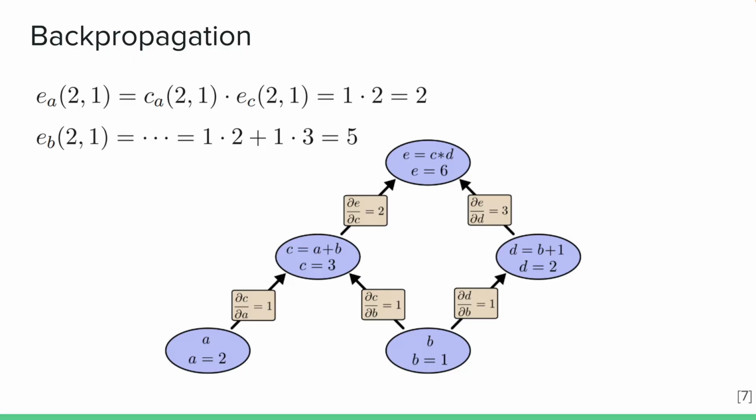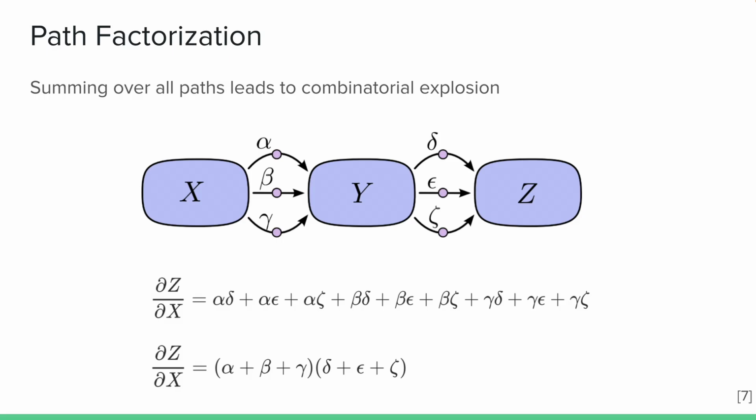You might already see one of the problems you encounter here: if this graph is such a toy example, you can easily sum up over different paths. However, if you have a huge graph, this becomes prohibitively expensive to compute. In other words, summing up over all paths would lead to a combinatorial explosion. So wouldn't it be nice if we could factor this out and rewrite this computation to just go through this graph and touch every node exactly once? And this is what path factorization does.